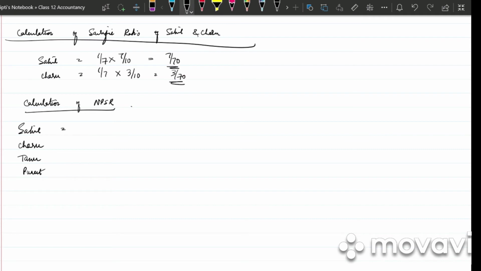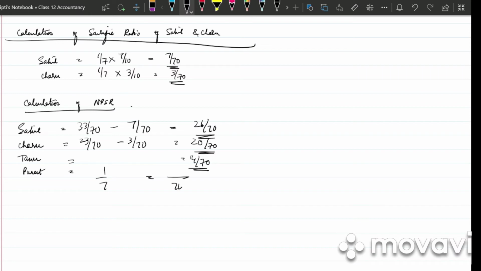So what is the old ratio of Sahil? 33 divided by 70. What is the sacrifice ratio? 7/70. So we get 26 divided by 70. Then we have Charu. 23 divided by 70 minus 3 divided by 70, that is 20 divided by 70. Of Tanu, 14/70, so it remains the same. And last we have Puneet, 1/7, so we need to find out the LCM, 10 divided by 70.